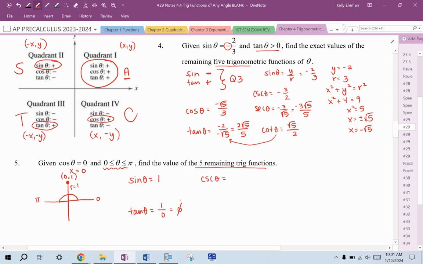Cosecant theta, the reciprocal of 1 is 1. Secant theta, the reciprocal of 0, remember, it's like 1 over x if that helps you. You get 1 over 0, which is undefined. So you could also just remember that the reciprocal of 0 is undefined. And then the flip side of that, the reciprocal of undefined will be 0 over 1. So that's 0.